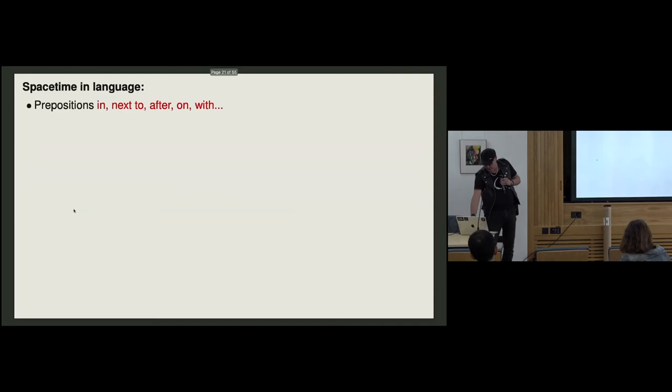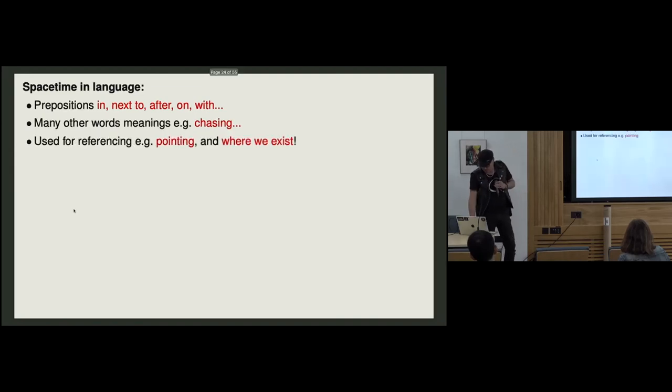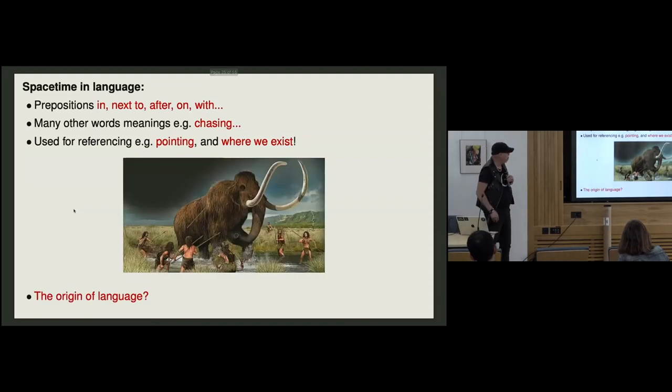Okay, now space-time as meaning. Space-time plays a very important role in language. You've got things like prepositions: in, next to, after, on, with. Many other word meanings like chasing have clear spatial connections. Pointing, we do this a lot. We live in space. An important thing old AI learned was that embodiment is really important, the fact that you actually act as an AI. It's a bit gone now with machine learning.